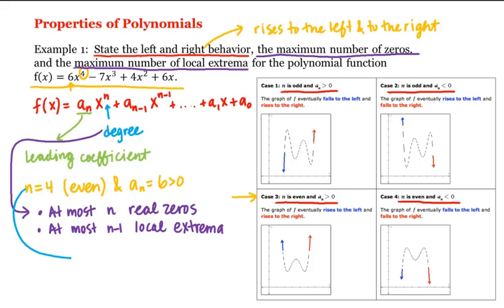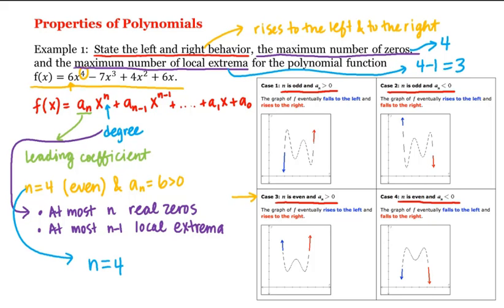So for our polynomial, we have n is equal to 4, which means coming back up here, the maximum number of zeros then would be n, or 4, and the maximum number of local extrema would be 4 minus 1, or 3.